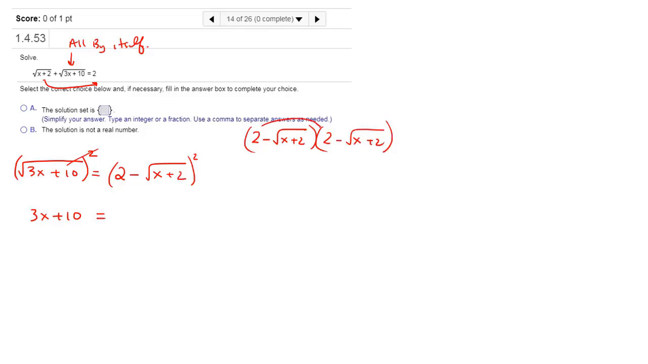So if we multiply here, this would be a 4. This would be a minus 2 of these guys. Another minus 2 of these guys. At the end here, negative times a negative is a positive. And this one, the square root of x plus 2 times another square root of x plus 2 just gives us x plus 2. So I'll show you the advantage here in just a bit.